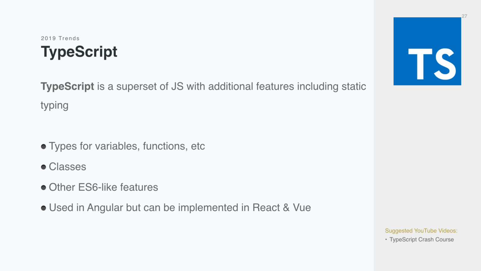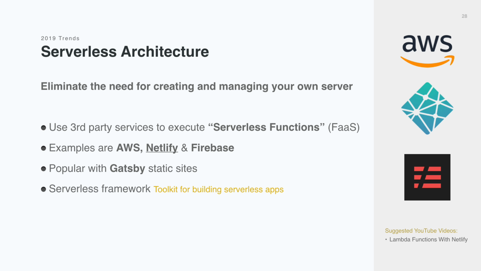TypeScript is a superset of JavaScript that includes features like static typing, as well as many ES6-like features like classes, arrow functions, etc. TypeScript has always been used in Angular, well, Angular 2+, but more people are now using it with React and Vue as well, and even on its own.